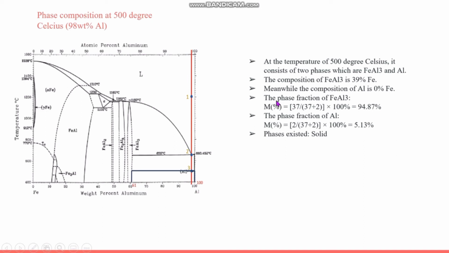In order to calculate the phase fraction of FeAl3, we have to divide 37 by 37 plus 2, times 100%, and we get that the phase fraction of FeAl3 is equal to 94.87%. For the phase fraction of Al, we divide 2 by 37 plus 2, times 100%, and we get that the phase fraction of Al is equal to 5.13%. The phase that exists at this point is solid.